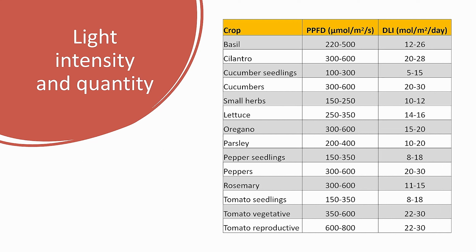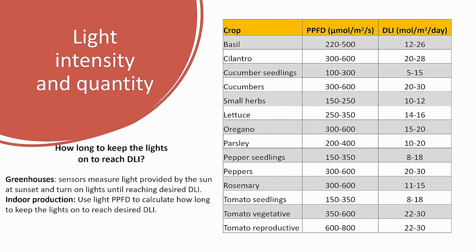Well, if you're doing a greenhouse with sensors and some automated control, the sensors will measure the light provided by the sun at sunset, let's say, 5 p.m. And this is how much light the plants got, right? And then you have the set point. You tell the computer that you want to have a DLI of 16. So what the control unit is going to do is turn on the lights till you reach the desired DLI.